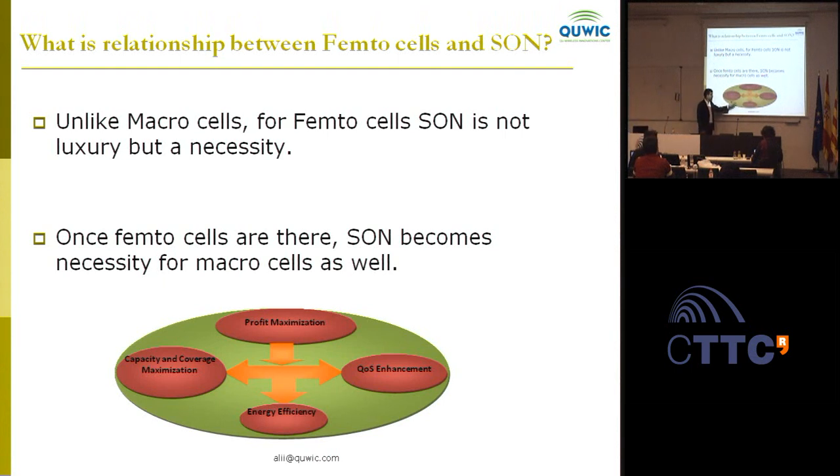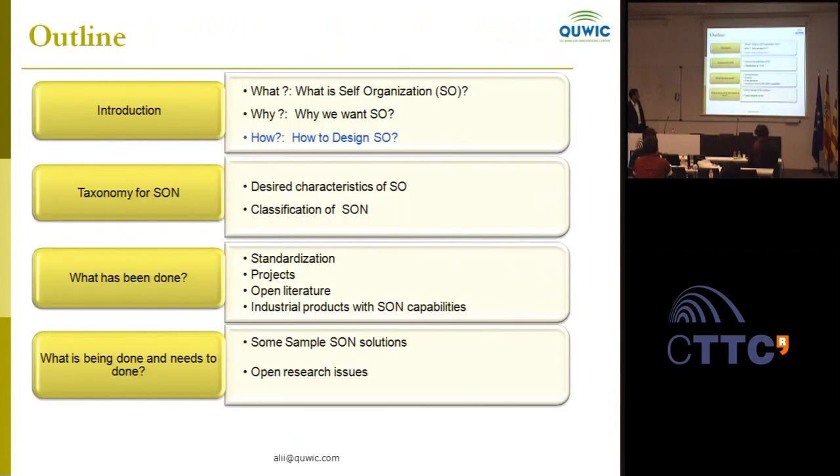Profit maximization. As researchers, we say we want to enhance quality of experience, but quality of experience should actually give us some profit. That's why we want to enhance it. So profit maximization is the main driver, and it can be broken down into further things. Energy efficiency, for example, is one of them. Okay, enough with the introduction.